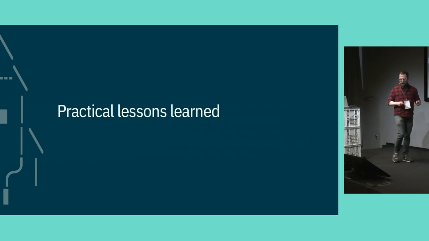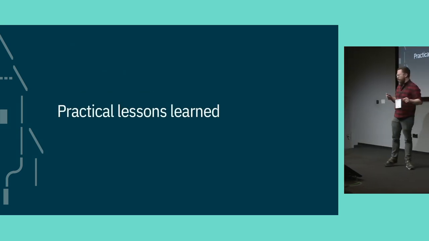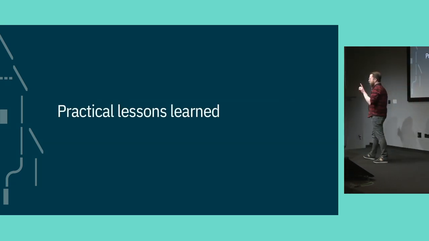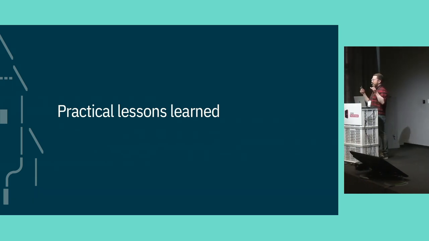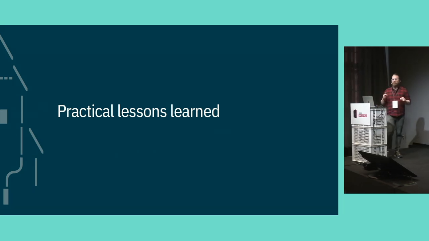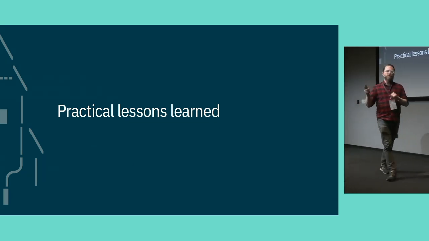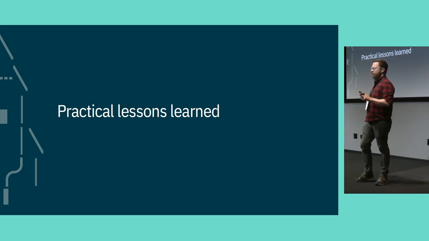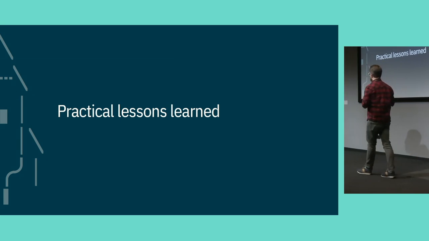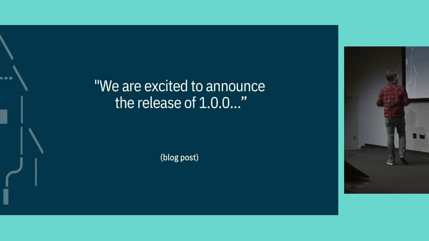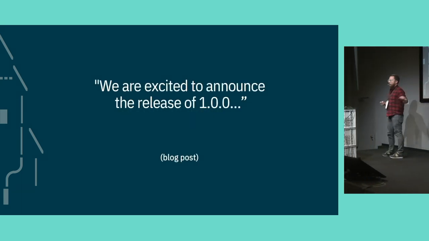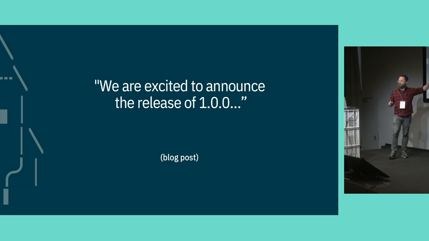Okay. I want to do in this section some practical lessons learned, and I'm going to read to you a few different cases that we've seen in our community. These are individual sentences, and then what I'll have you do at the end of these three phrases is maybe you can tell me if you know what the problem is with these sentences. So, practical lessons learned. Here's an example. We are excited to announce the release of 1.0.0 in a blog post. Okay, that's the first one.